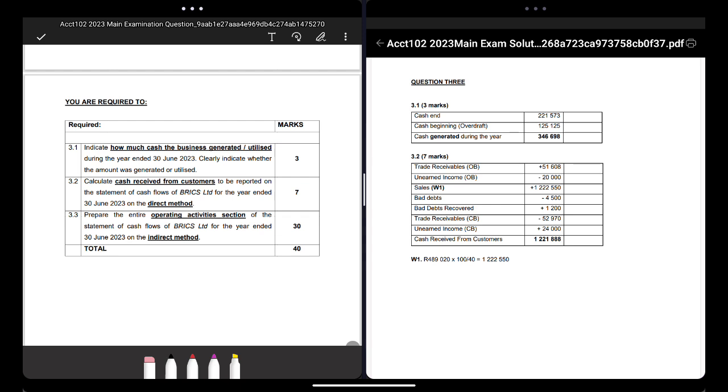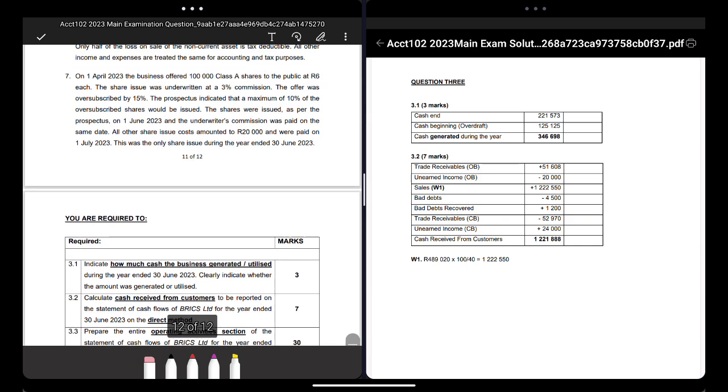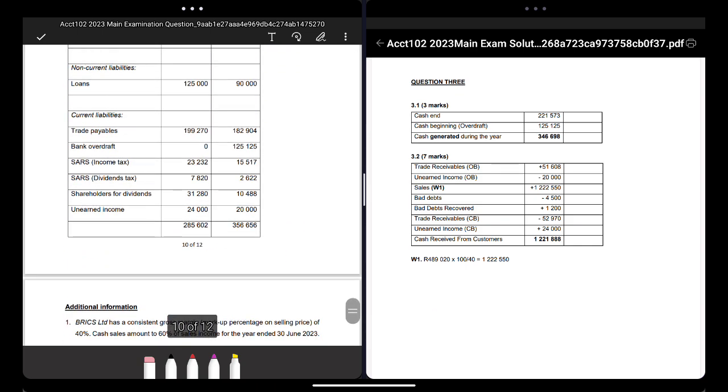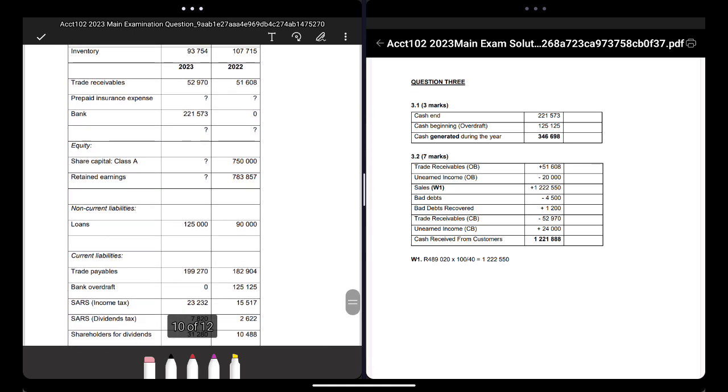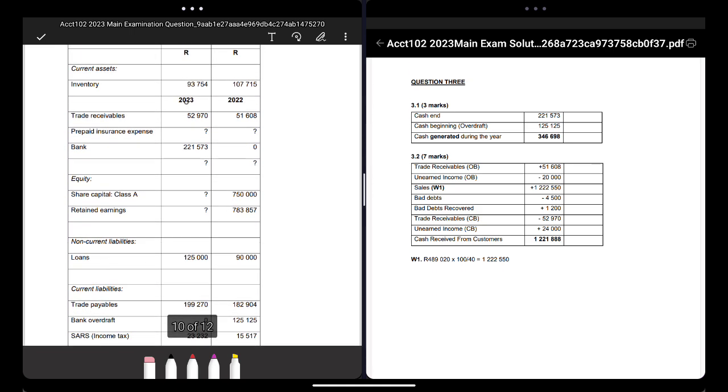Now the formula is very, very easy. Bank balance at the end minus bank balance at the beginning will give you your net cash, your cash generated during the year, right? So the cash at the end, if you look in your notes or your financial statements, at the end of the year 2023, bank is 221573. So you got that minus the beginning figure. If you look at the beginning, it's zero, right?